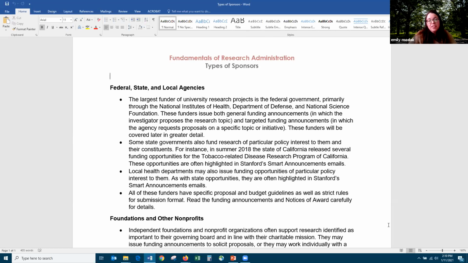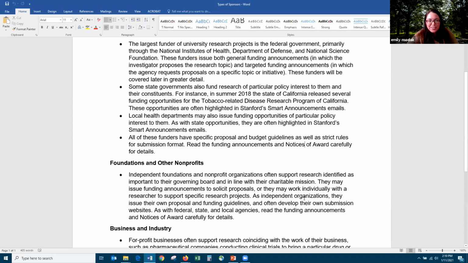Local health departments also issue funding opportunities of particular policy interest to them. They're also highlighted in Smart Announcements, and all of them have their own specific proposal and budget guidelines and strict rules for submission format. The joke is, if you've seen one grant, you've seen one. They are not all the same. Every one of them has its own unique set of guidelines, unique budget restrictions, unique proposal attachments, and so on. So be sure you're reading these funding announcements and notices of award carefully every single time. There is no standard issue grant.